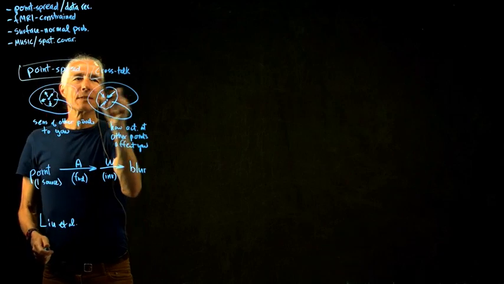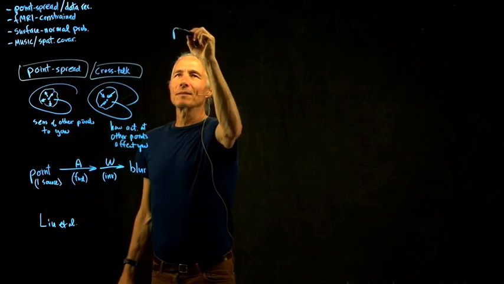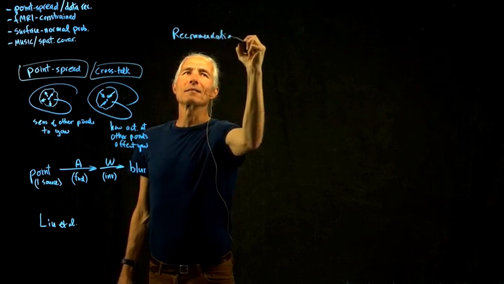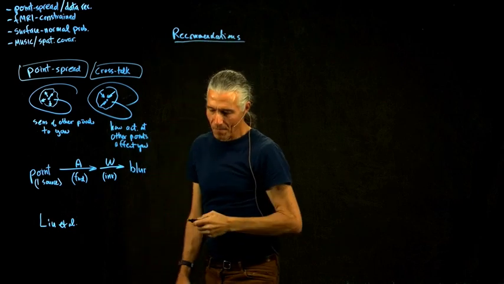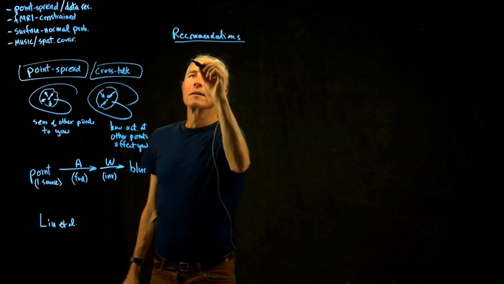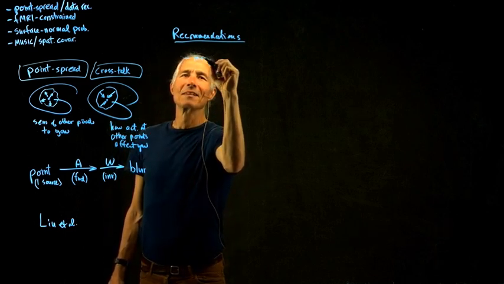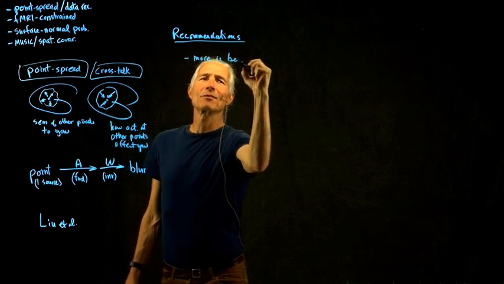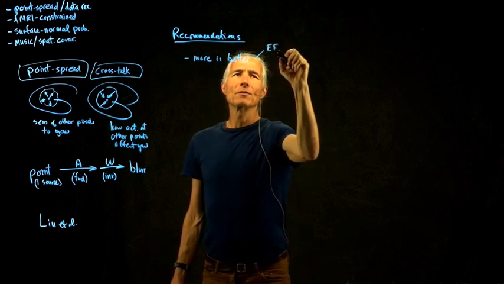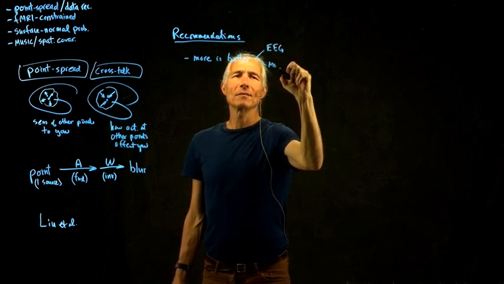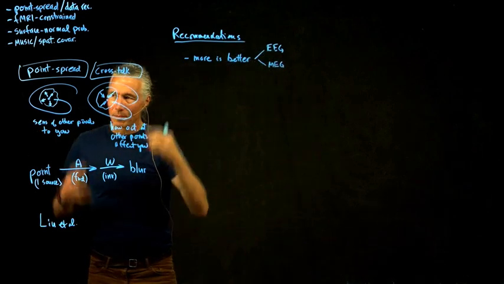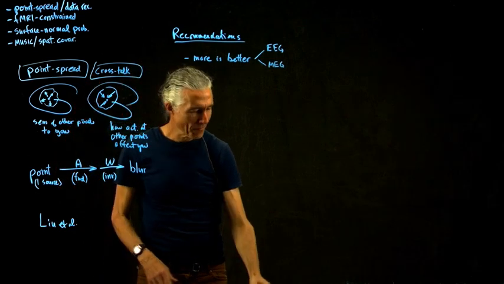Okay, so if we skip all the math and just ask what the practical recommendations are, it turns out that more is better, and that's true when meaning sensors. That's true for EEG. You can do a better job localizing if you have more sensors. Not surprisingly, that's not rocket science. If you put on more electrodes, you're going to be able to do a better job of localizing.